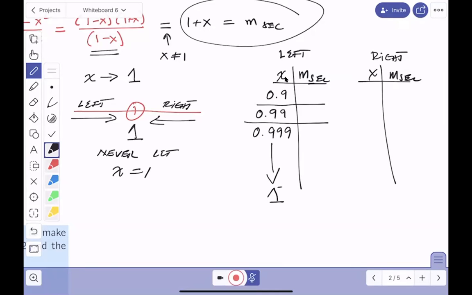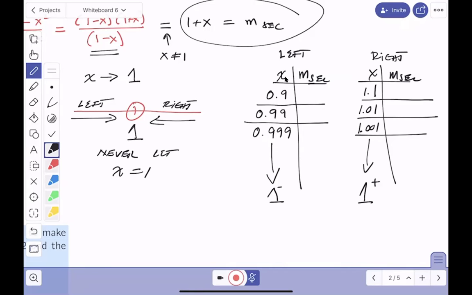Now I want to do a right table. What's a good number to the right of 1? I'm going to say 1.1. What's a number to the right that gets closer? Maybe 1.01. How about another number? 1.001. This is getting close to the number 1 from the right side. That plus sign does not mean positive. It means to the right. Make sure you get your left and right covered.